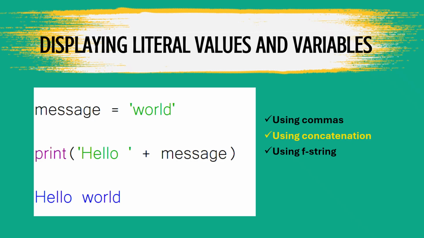The third method is called an f-string, which stands for formatted string. F-strings provide a clean and readable way to combine text with variable values. They are widely used in modern Python, and we will cover them in detail later in the course.